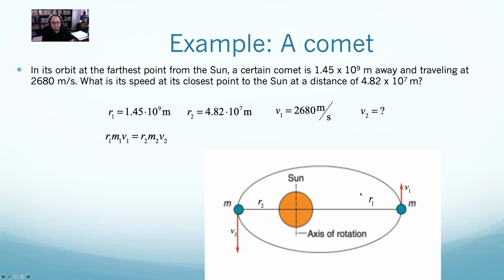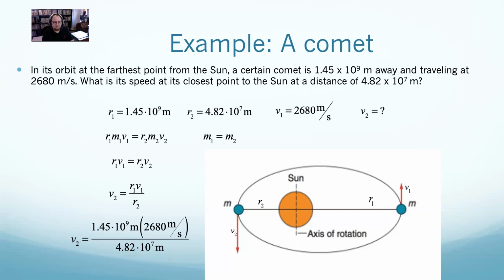Now for this comet, its mass isn't changing. M1 equals M2. And if M1 equals M2, I can cancel it out of the equation. If I then divide both sides by R2, I can find an equation for exactly how fast the comet is moving when it gets closer to the sun by plugging in my numbers and solving.